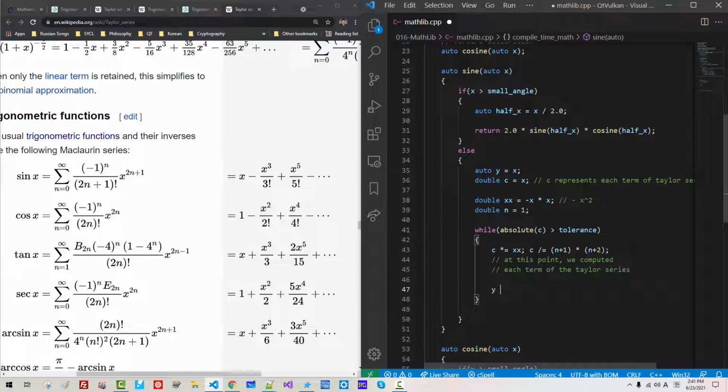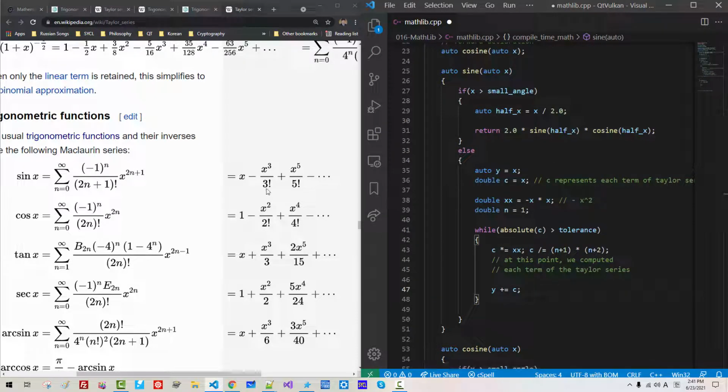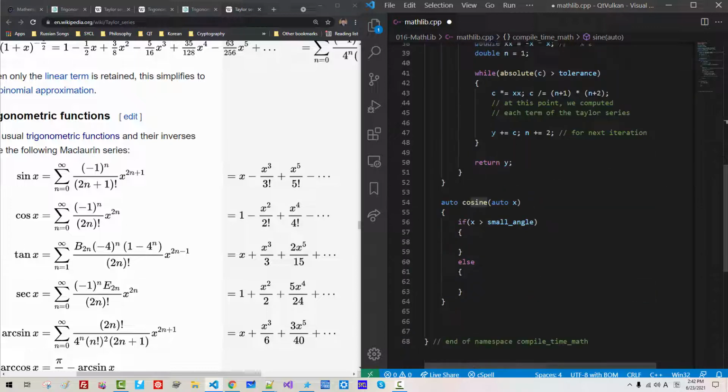Now, y equals each term, x minus x to the third power divided by 3 factorial. We add up the coefficient. Then we increment n by 2 for the next iteration. We return y. So we computed the sine function. Now scroll down.